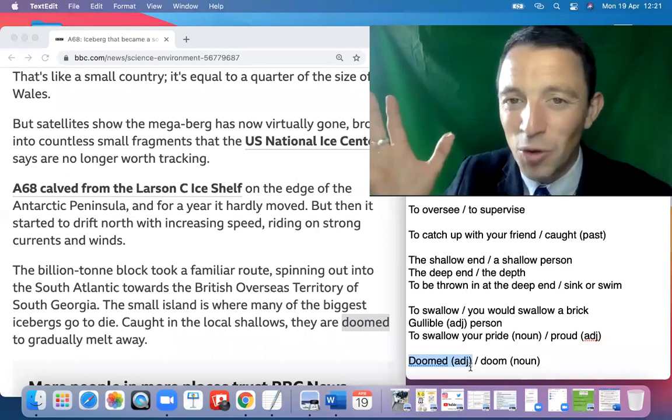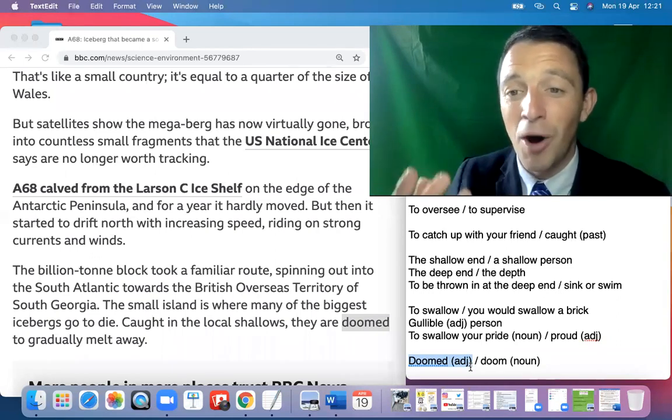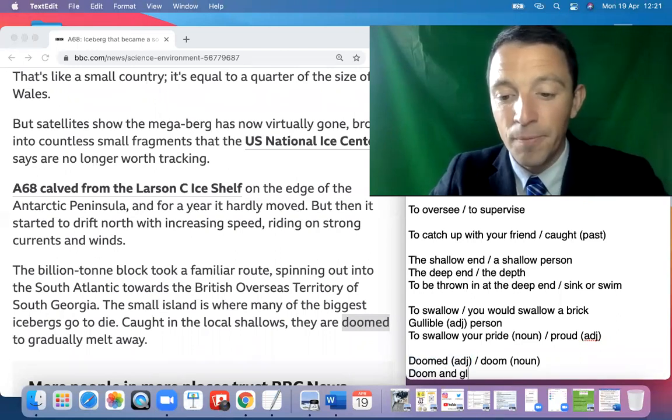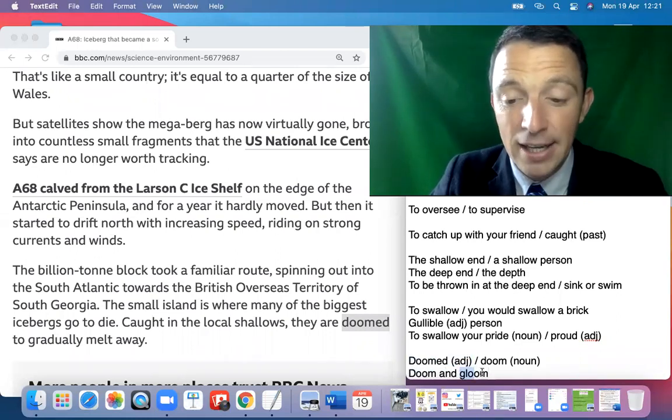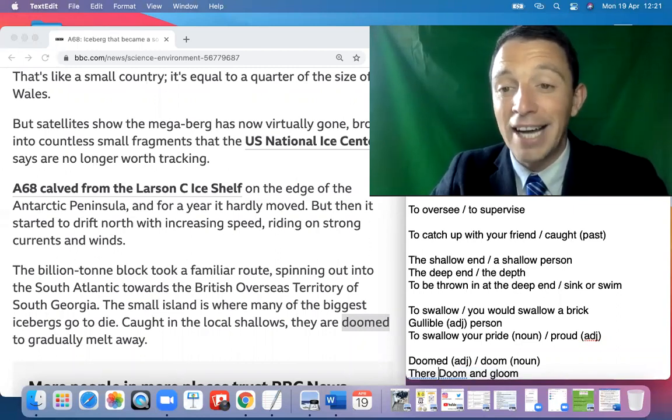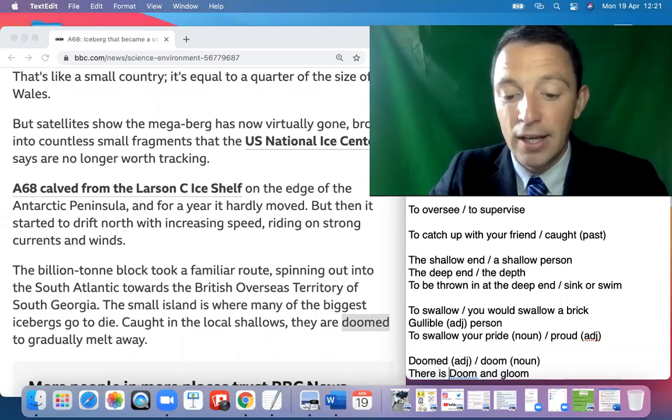So the world is doomed with the pandemic. It means there's no hope. So doom is the noun. And we also say doom and gloom because gloom is maybe depressing. So there is a lot of doom and gloom today. And that means there's a lot of sad news and a lot of end of the world. So there's a lot of doom and gloom.